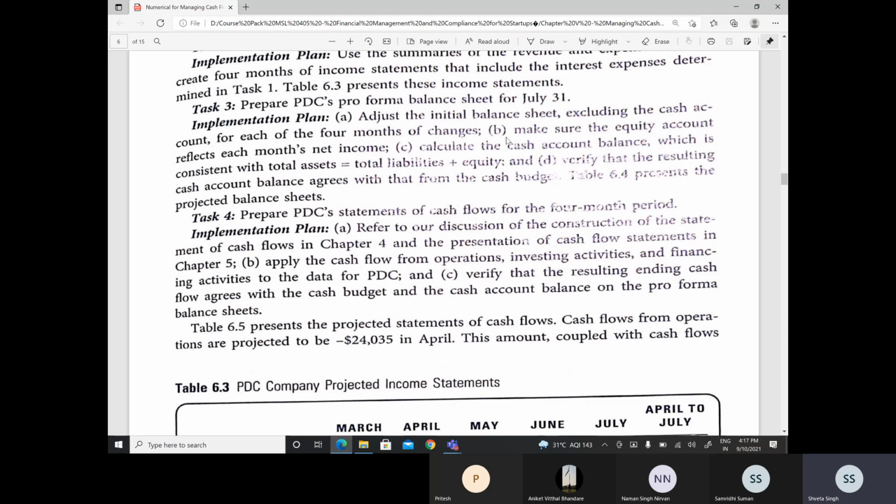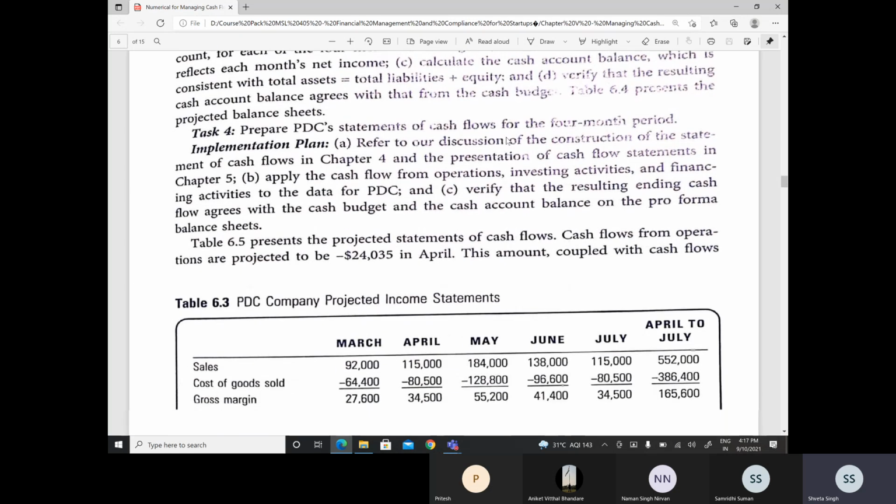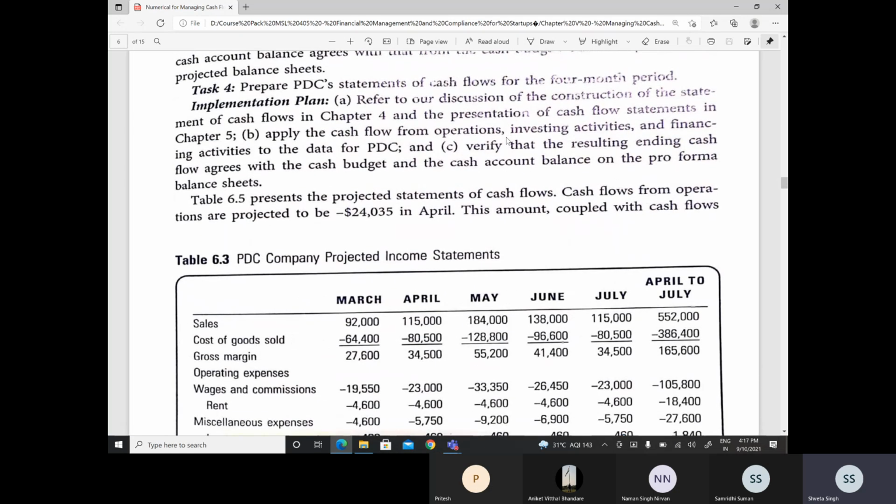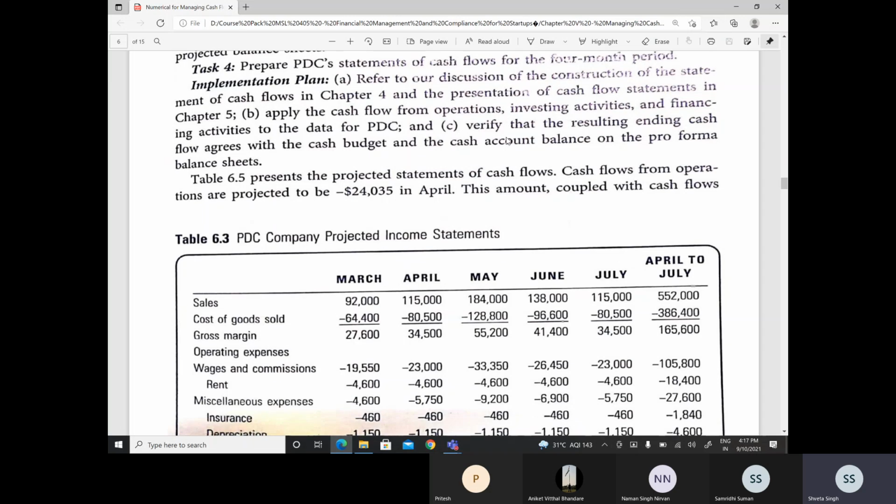Prepare PDC statement of cash flows for the 4-month period. That will be the final step. Now all of you remember how we can calculate and project financial statements. You've already done that in the previous chapters, and you have also done how we can create cash flow statements after that.